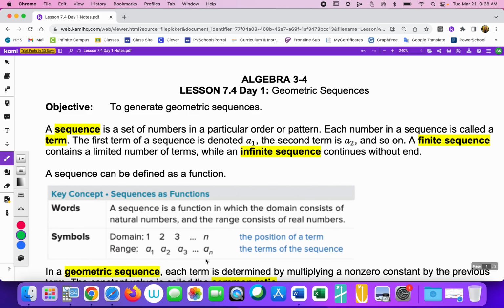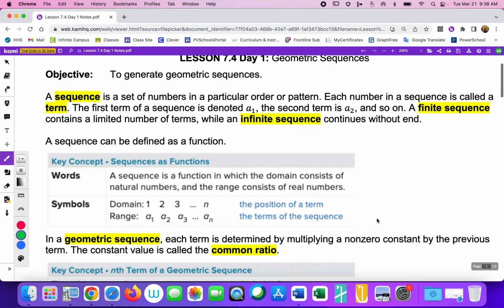A lot of this first information is duplicated from yesterday, so I'm gonna go through it pretty quickly. A sequence would be your set of numbers in a particular pattern or order. The pattern today is gonna be multiplying. Now if you notice that it looks like dividing, that is technically multiplying by a fraction. So dividing by 2 is the same thing as times 1/2. So approach it as multiplying.